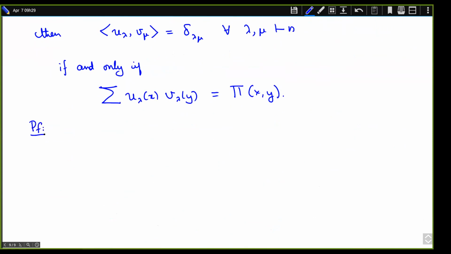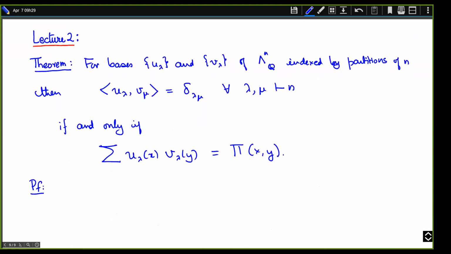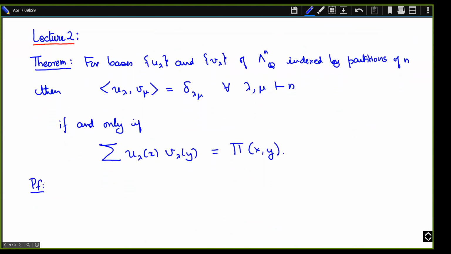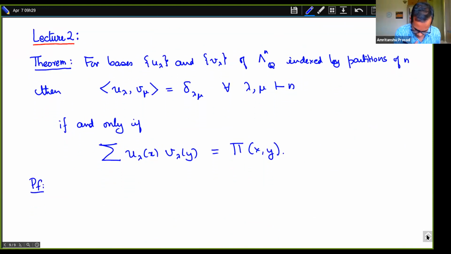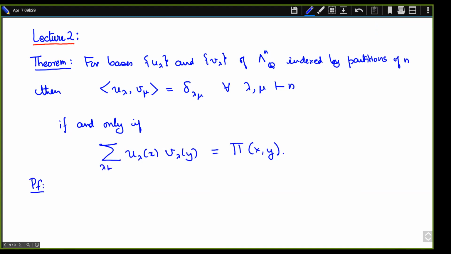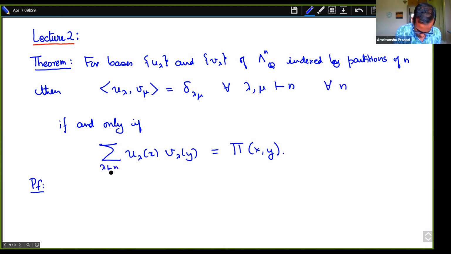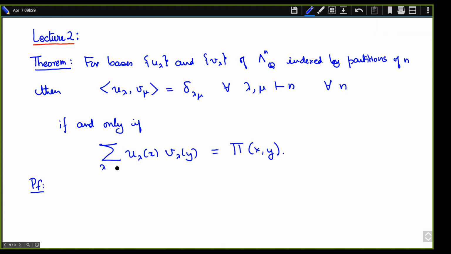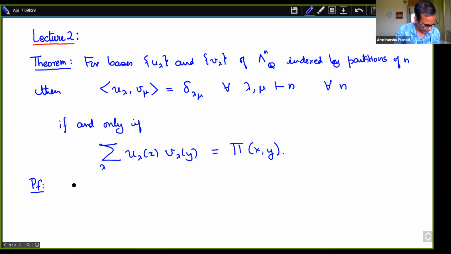Sorry, so in the first statement you also have for all n, and in the second statement you're summing over all n. Yeah, for a fixed n, lambda a partition of n, this should be for all n, and this is as it is. Right. Yeah, thanks, very good point.